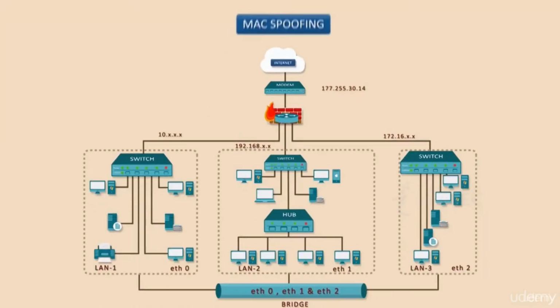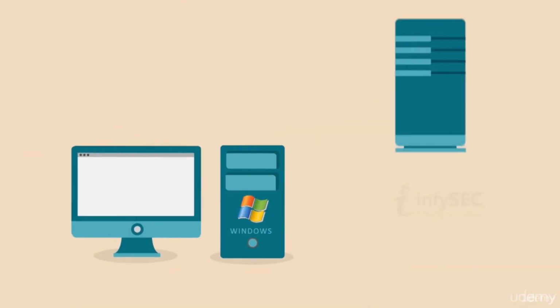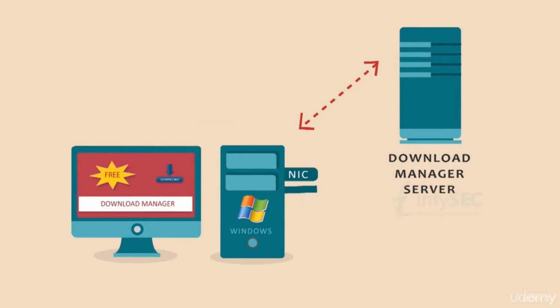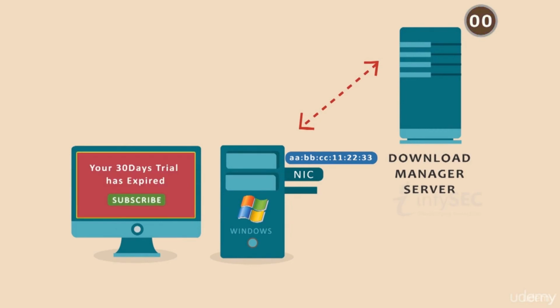MAC spoofing. Certain free services offering web applications use this MAC address of the end user to terminate the free service after a specified time. At such times, one would like to trick the web application into believing the system to be another one by masking the MAC address, called MAC spoofing.